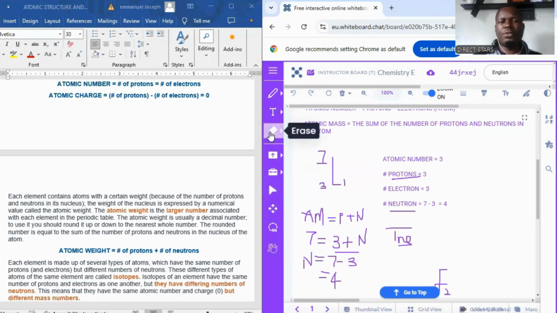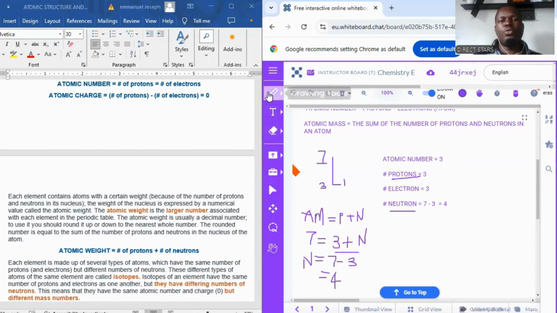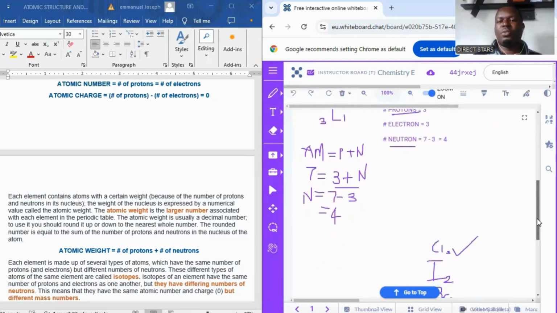Another thing I want us to consider before the end of the class today is how we show the number of protons, neutrons, and electrons in an ion. Ions are charged particles, particles that have charge. Take for example lithium here, still using lithium as my example.